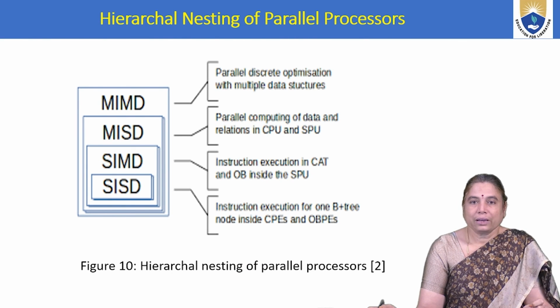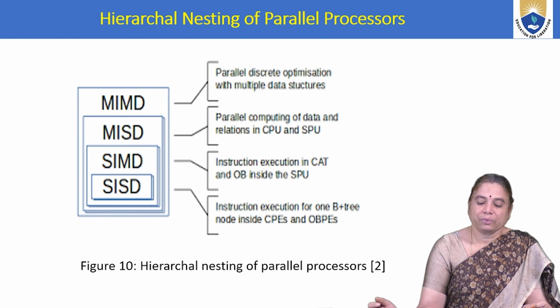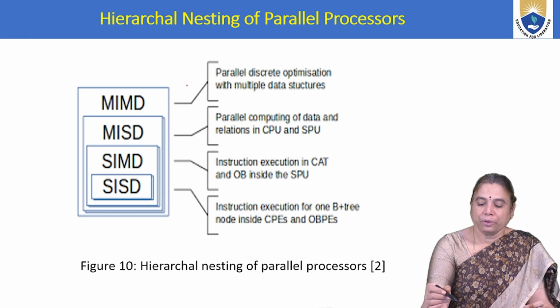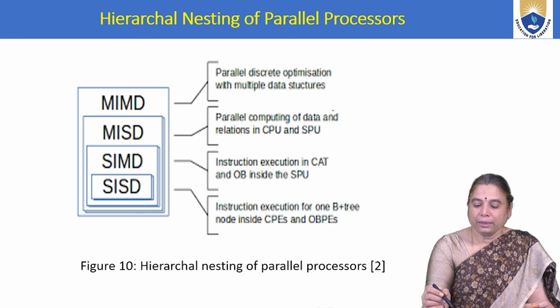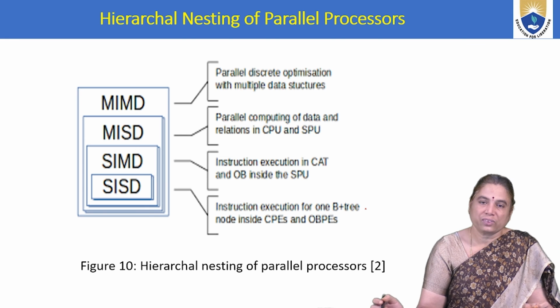And what is the nesting of these parallel processing systems? MIMD is used for optimization of multiple data structures. MISD is parallel computing and is related to the SPU and CPU. SIMD can be used for instruction execution, and SISD is instruction execution with the help of B+ trees.